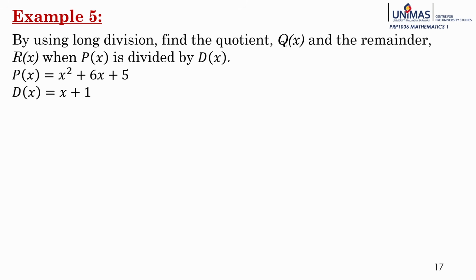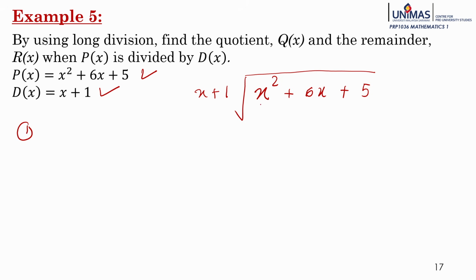Example 5. We have p(x) here, and this one is d(x). That means x squared plus 6x plus 5 divided by x plus 1. Okay, so the first step, remember, we have to divide. That means x squared divided by x. So x squared divided by x, we get x, right? So we put x here.